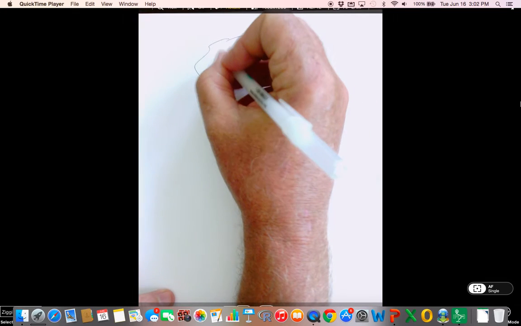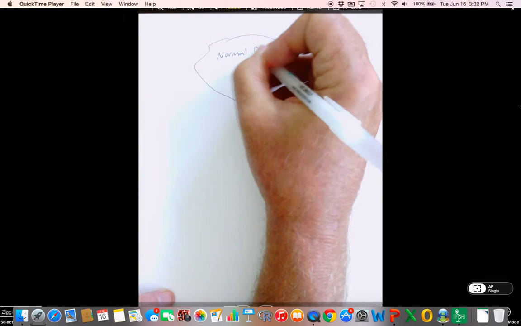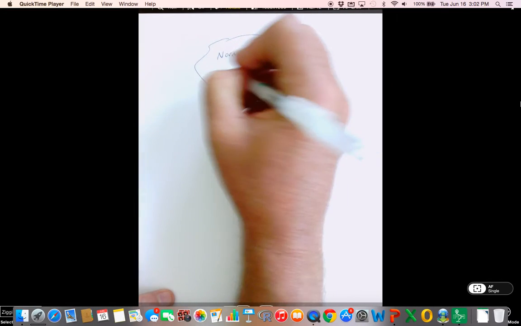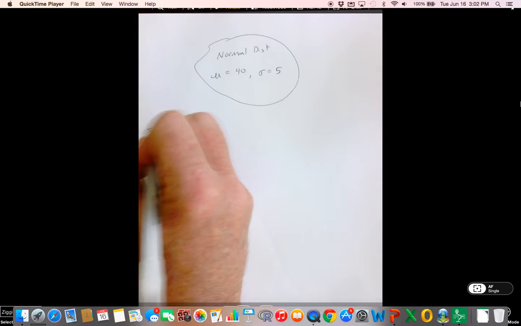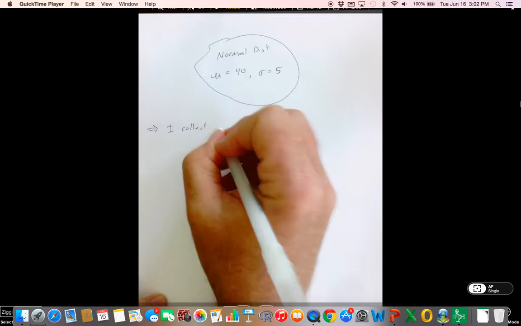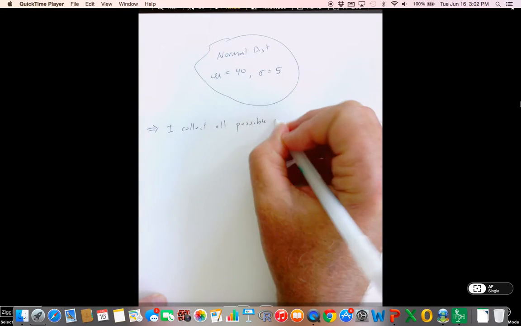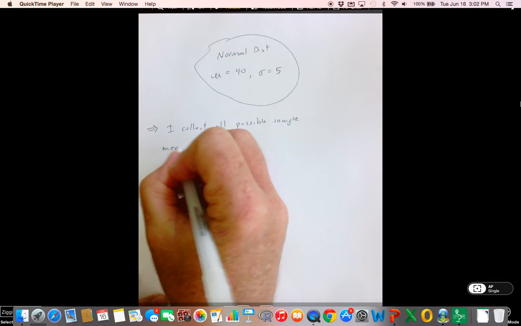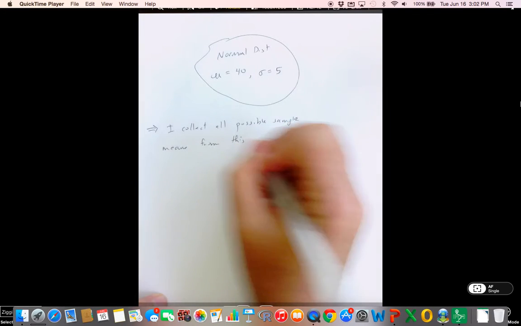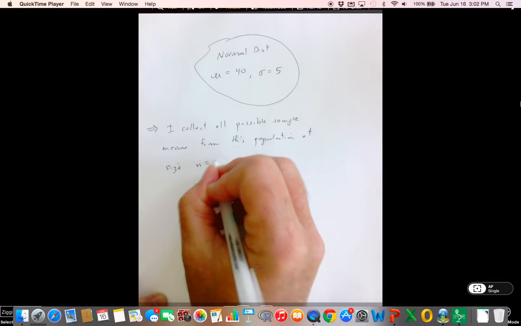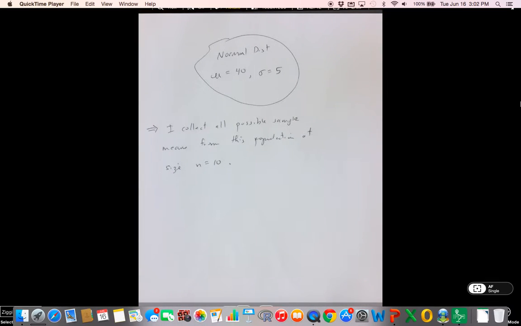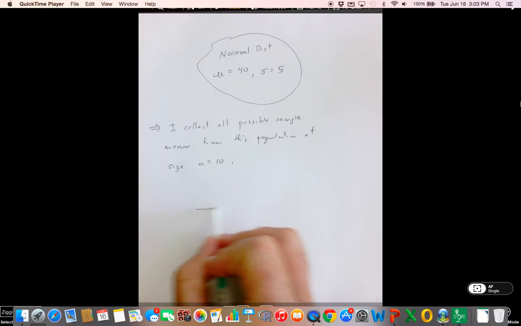Well, it tells me this. I start with a population that is normally distributed. It has a mean of 40 and a standard deviation of 5. I collect all sample means, all possible sample means from this population of size 10.